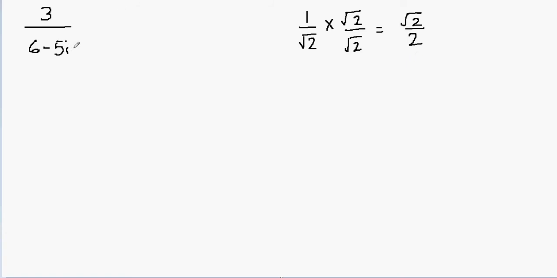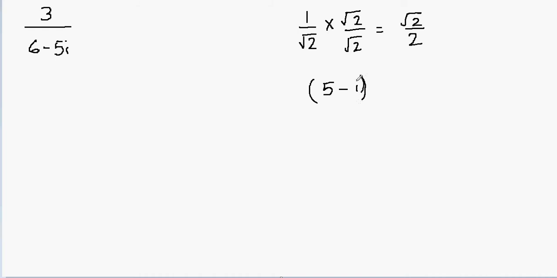Now this time we don't have an irrational number, but we have an imaginary number, and we want to get rid of it. So what we're going to do is multiply this binomial by its conjugate. Let's take a look at this example. Suppose I have 5 minus i. Now what will be the conjugate of this binomial?